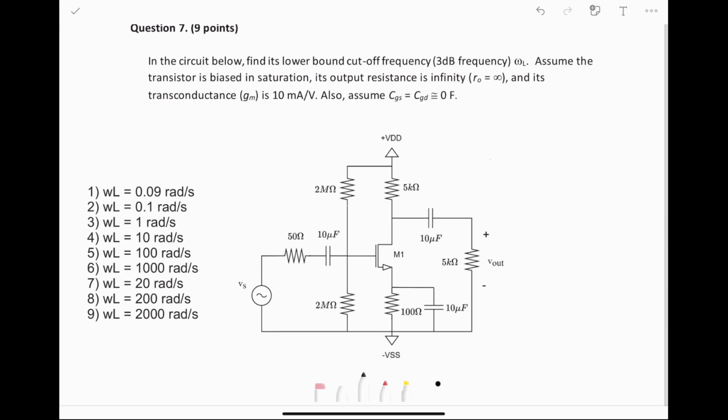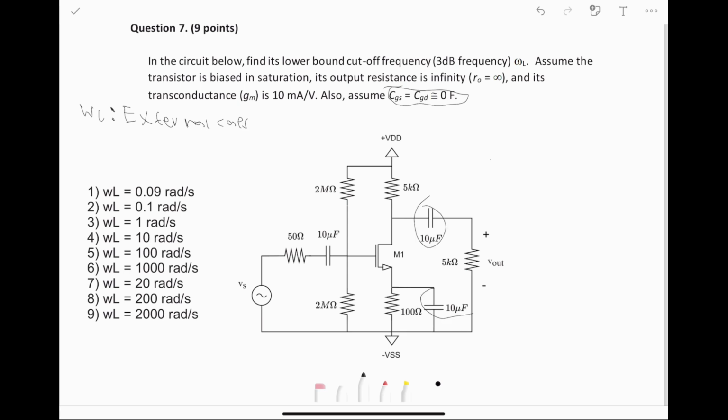Question 7. In the circuit below, find the lower bound cutoff frequency, omega L. Assume the transistor is biased in saturation, its output resistance is infinity, and its transconductance is 10 milliamps per volt. Also, assume CGS equals CGD equals 0 farads. So this is an omega L question. We're finding the lower bound cutoff frequency. And when we find the lower bound cutoff frequency, we look at the external capacitors, which is why they told us here that we can effectively ignore those internal MOSFET capacitors, CGS and CGD.